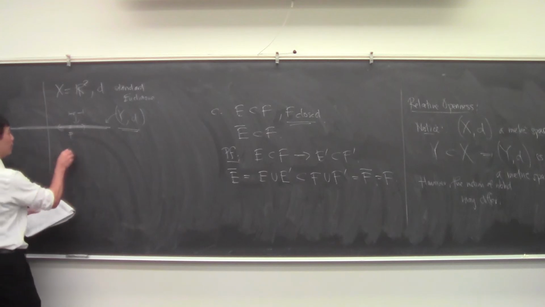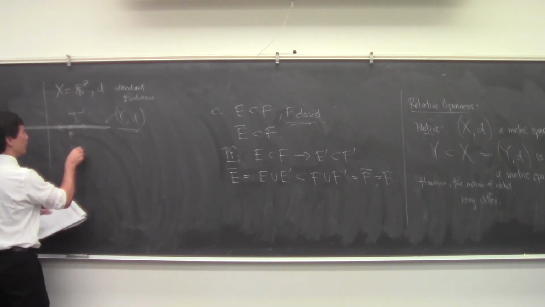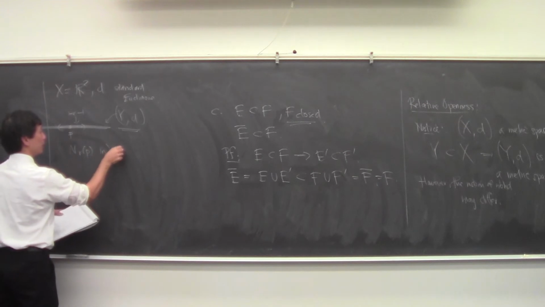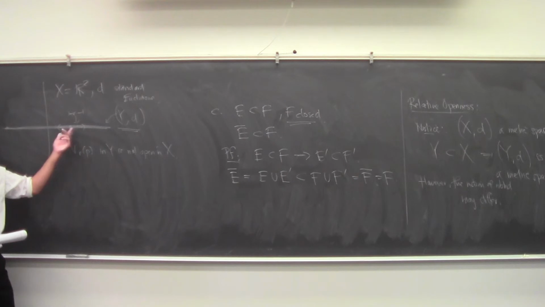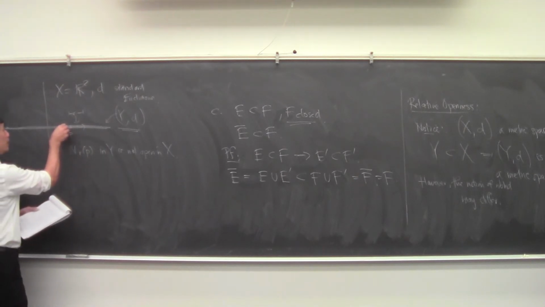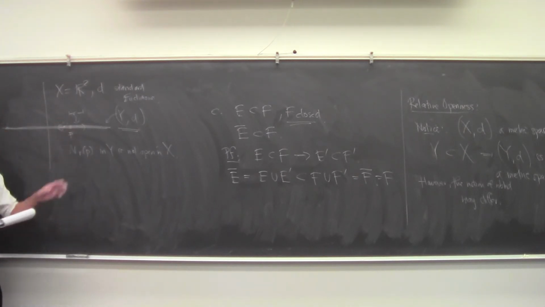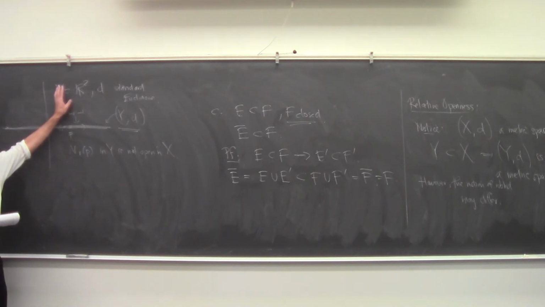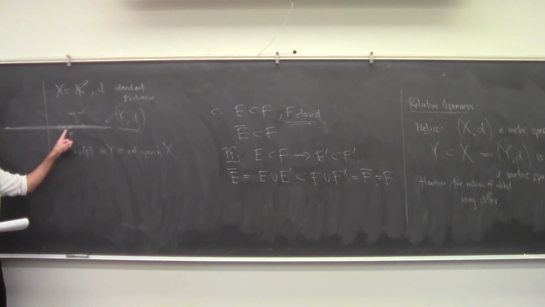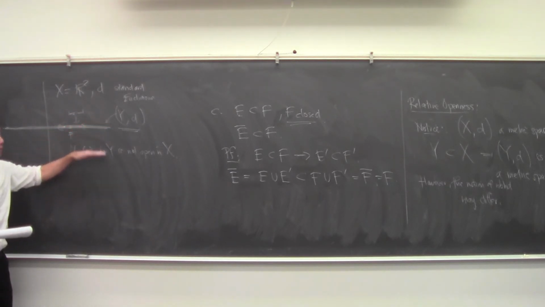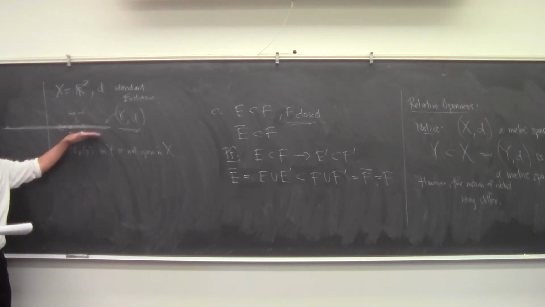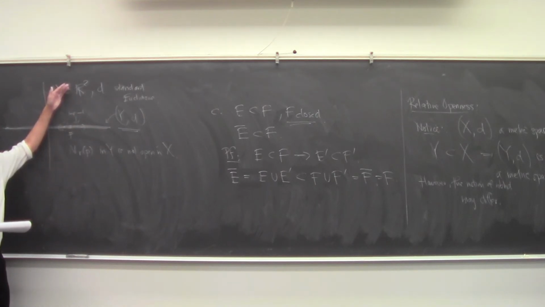This neighborhood in Y is not open in X, right? It's not an open set in X, because to be an open set in X, I need to contain neighborhoods in the X sense, and nobody in here contains a full neighborhood. They're all one-dimensional. So this is what we mean by open relative to Y. This is open relative to Y, but it's not open relative to X.